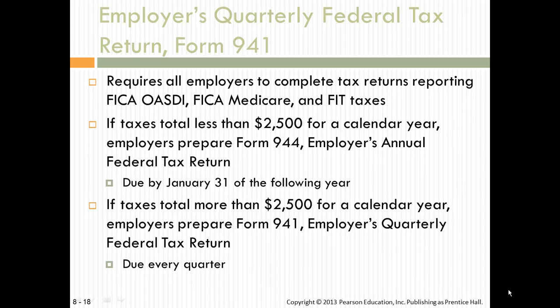Then the employer's quarterly federal tax return, Form 941, you must do. It requires all employers to complete tax returns every quarter. Once again, if the taxes are less than $2,500 for a calendar year, you prepare a Form 944, and it's due January 31 of the following year. So it's much more lenient if you have like a really small business. If your taxes are more than $2,500, then you must do the 941 quarterly, and it is due every quarter.